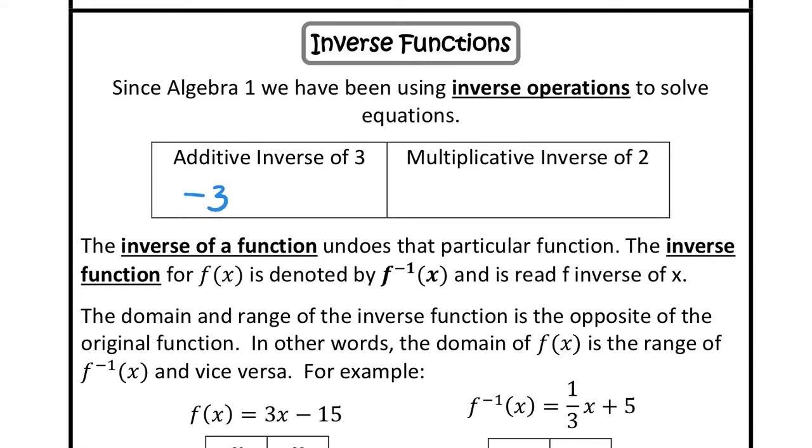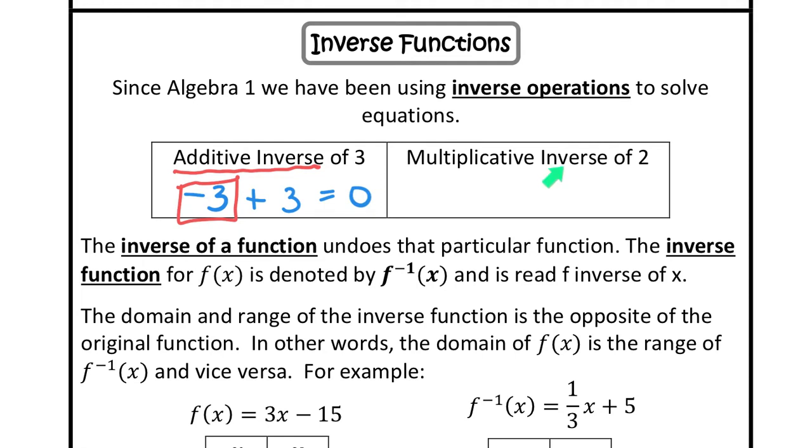Because when you add 3 to it, it gives you 0. So the additive inverse of 3 is negative 3.